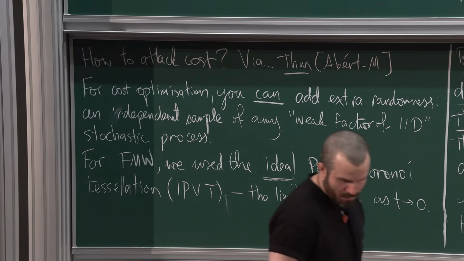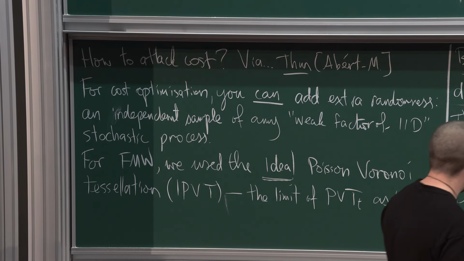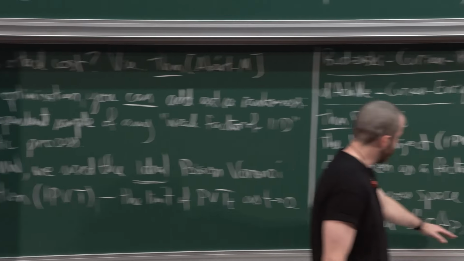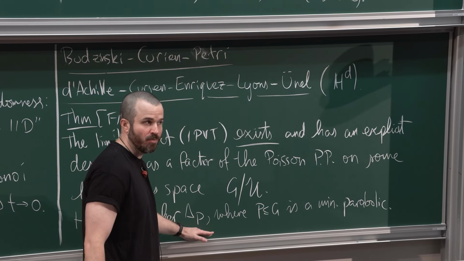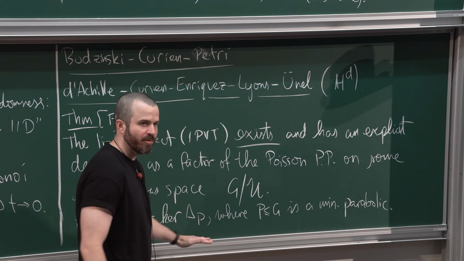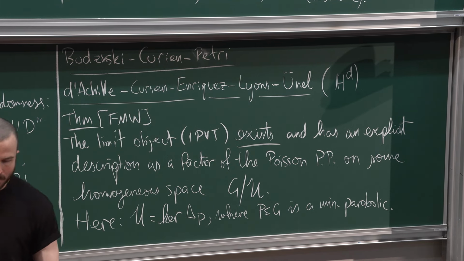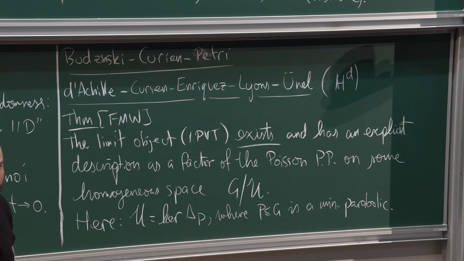So what is delta P? You're looking at the modular function. So this minimal parabolic is not unimodular, so this is some non-trivial function. You can write it down explicitly in coordinates if you want.